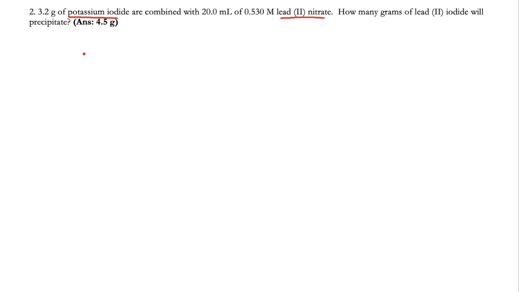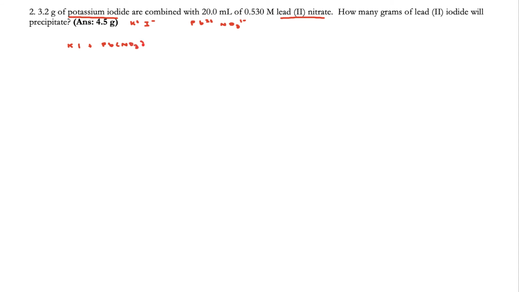Before I do anything, I need to write out my chemical reaction. So potassium is my first reactant. It has a +1 charge. Iodine is -1, so that's going to be KI. That is going to react with lead(II) nitrate. Lead has a 2+ charge. Nitrate has a 1- charge. So the formula for this will be Pb(NO3)2.